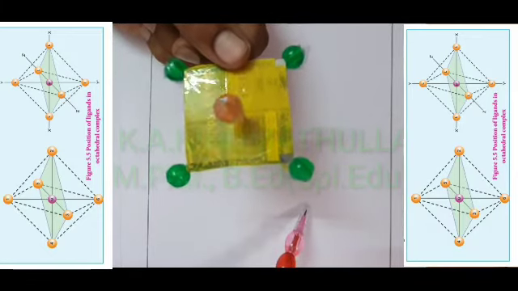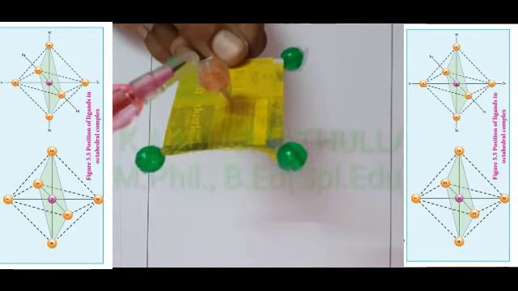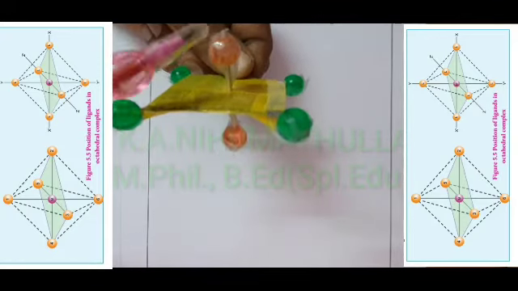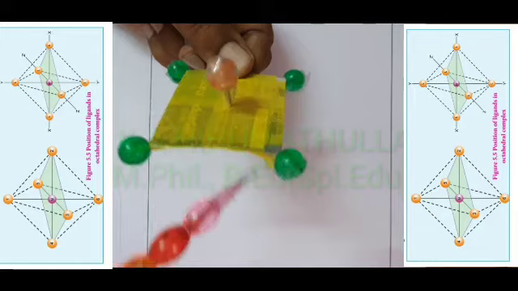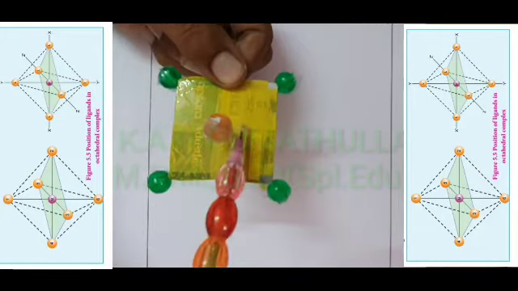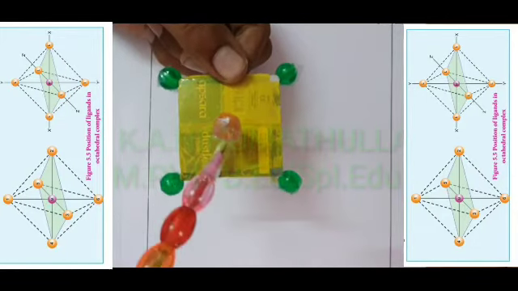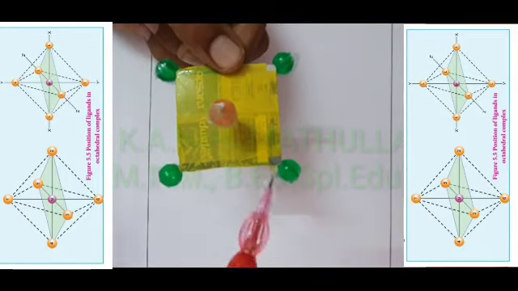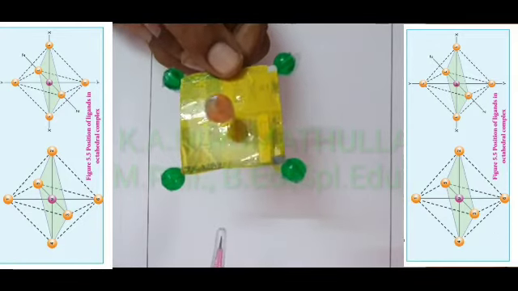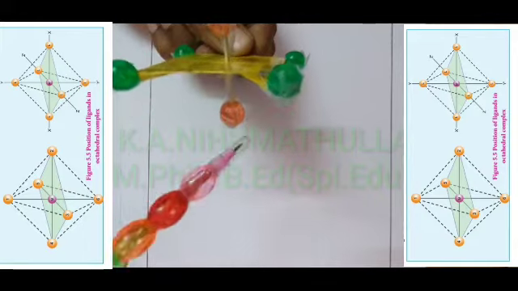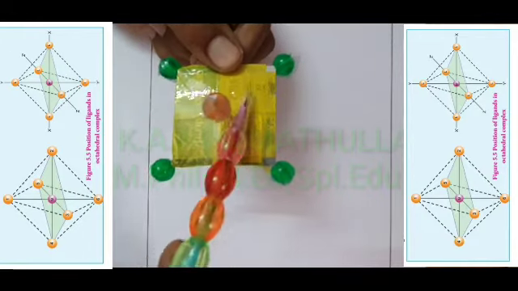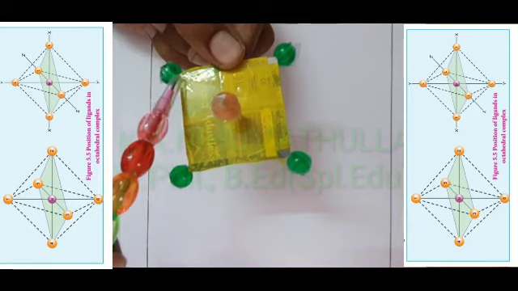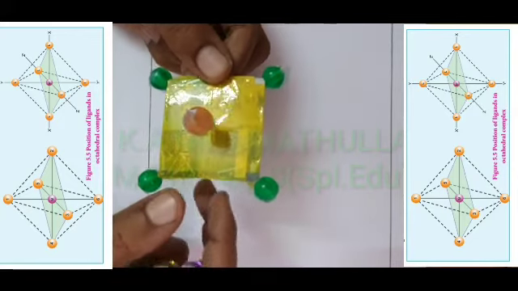There are 3 trans positions. The opposite of the first position is the 6th position. So 1 comma 6 are opposite positions, 2 comma 4, 3 comma 5. Sorry, 2 comma 4 and 3 comma 5. So the 3 trans positions are 1 comma 6, 2 comma 4, and 3 comma 5.